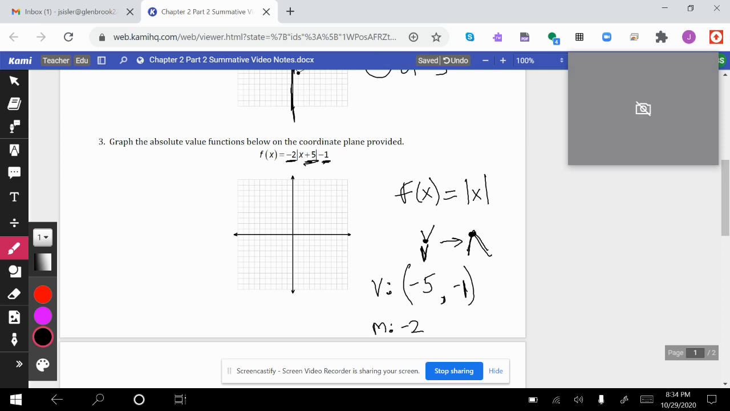Okay, and so we're just going to graph that. So we go -5, -1. So 1, 2, 3, 4, 5, -1. And then I'm just going to count my slope. I'm going to go down 2 over 1, down 2 over 1, down 2 over 1, and I'll do it one more time, down 2 over 1. I'm going to do the same thing on the left side of my upside down V, down 2 over 1 four times. Okay, and then I'm just going to connect.